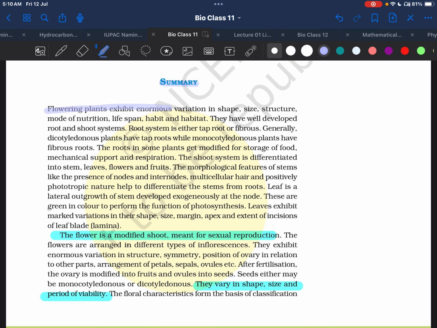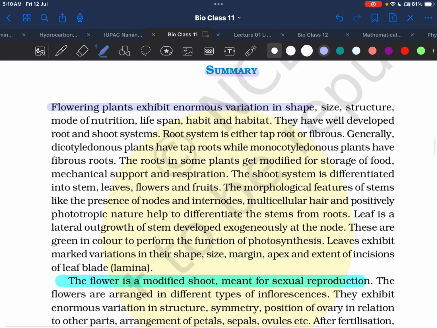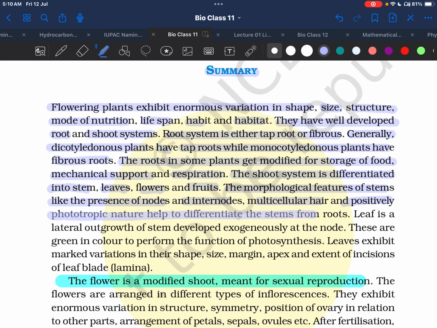Summary: flowering plants exhibit enormous variation in shape, size, structure, mode of nutrition, lifespan, habit, and habitat. They have well-developed root and shoot systems. The root system is either taproot or fibrous. Generally, dicotyledonous plants have taproots while monocotyledonous plants have fibrous roots. The roots in some plants get modified for storage of food, mechanical support, and respiration. The shoot system is differentiated into stem, leaves, flowers, and fruits. The morphological features of stems, like the presence of nodes and internodes, multicellular hair, and positively phototropic nature, help to differentiate stems from roots.